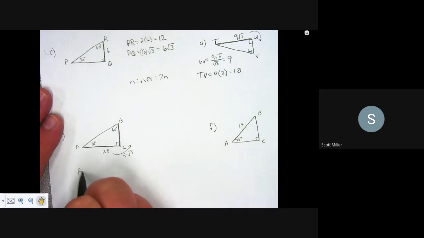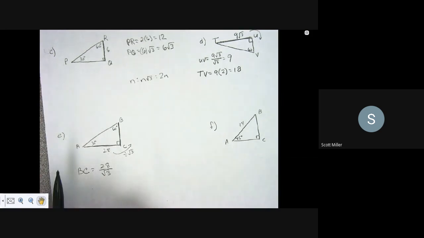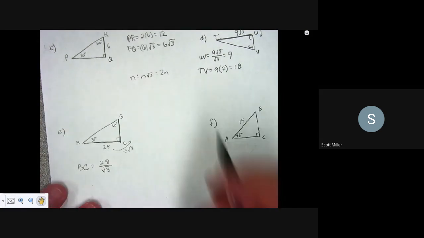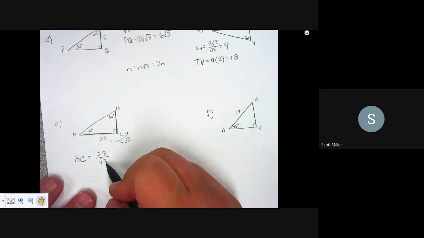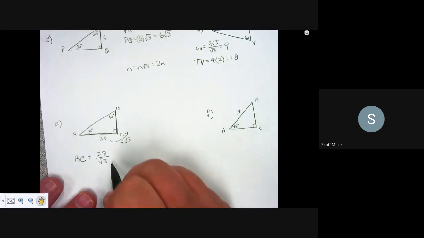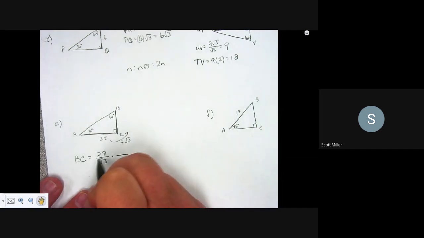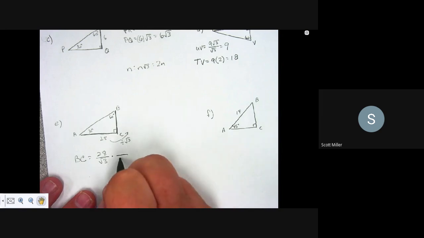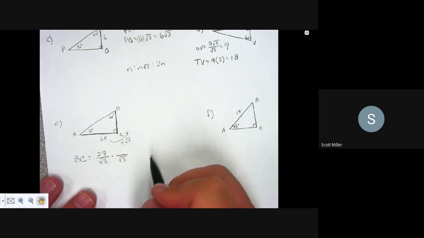So that means BC is 28 divided by the square root of 3. Okay? So that's where we start with BC. We need to simplify this. This is a radical on the denominator. We don't like radicals in the denominator. So you're going to do what's called rationalizing the denominator. To remove a square root of a number, you simply multiply by that number and you squared it. So it offsets the square root.